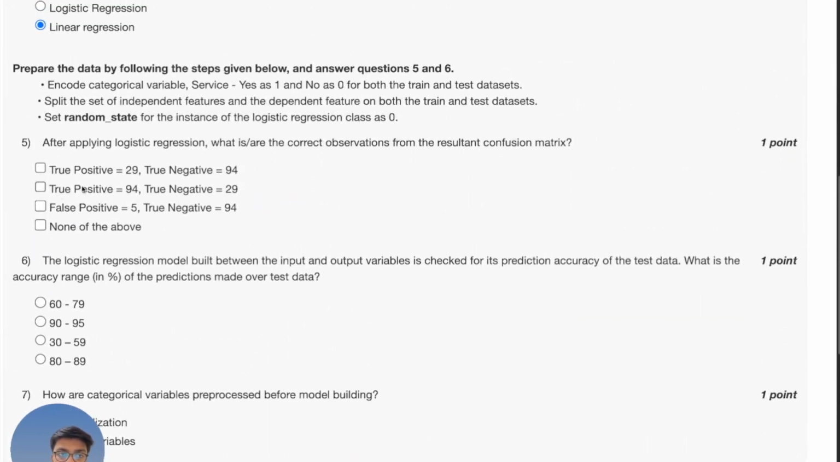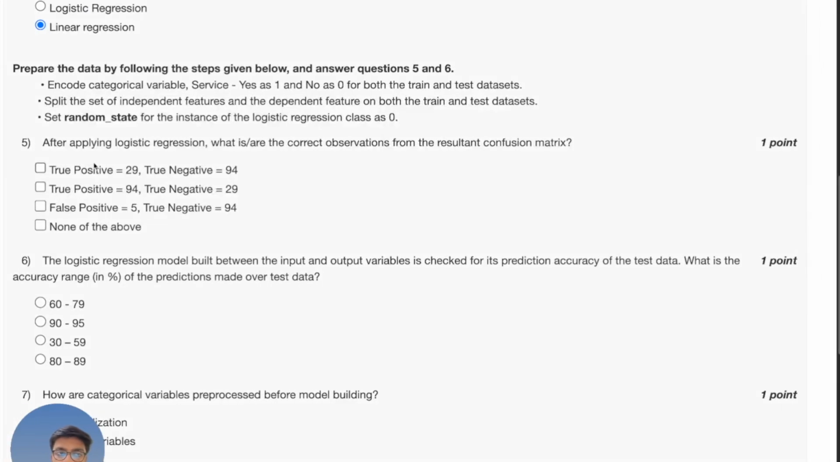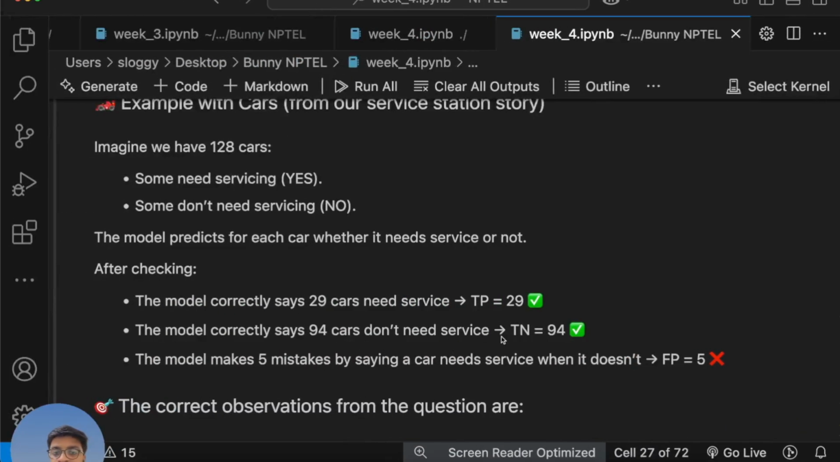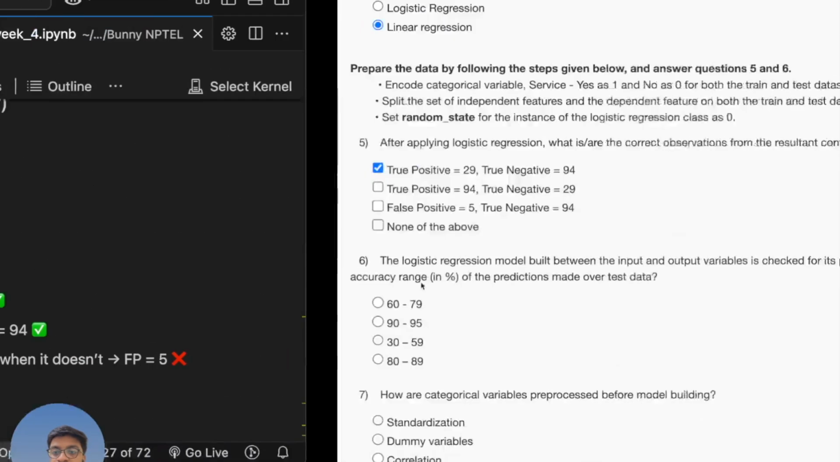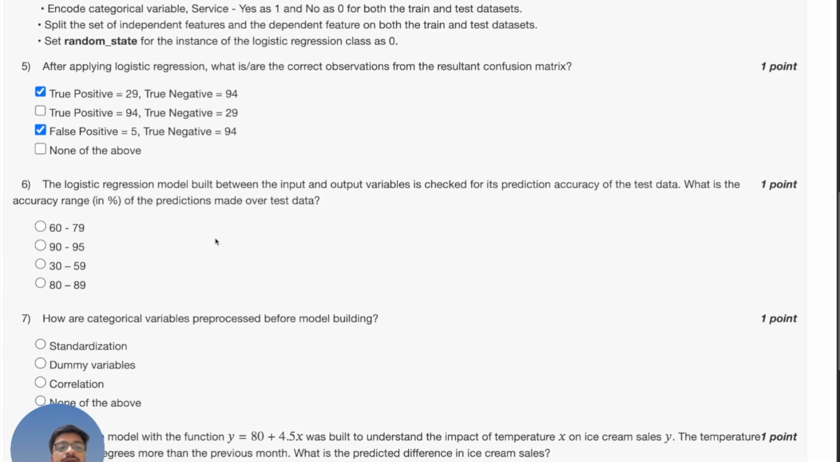Truly positive 29. So this is the first answer. Truly negative 94 and false positive 5. Truly negative 94. Possible. Yeah, we are having just two answers.